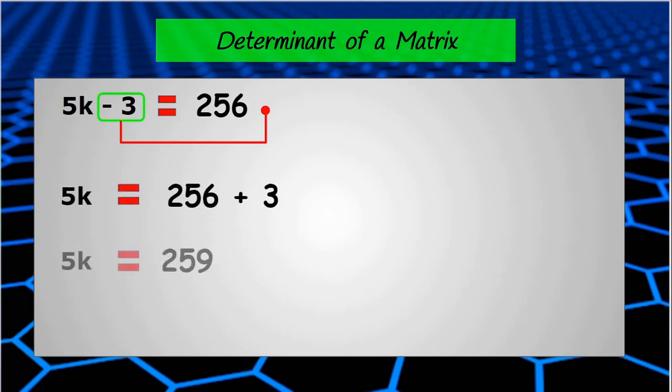We add 256 and 3 to get 259. Now we have 5K is equal to 259. For K to stand on its own, we divide both sides by 5. 5 cancels 5 here. Then we divide 259 by 5 to get our new value of K as 51.8.